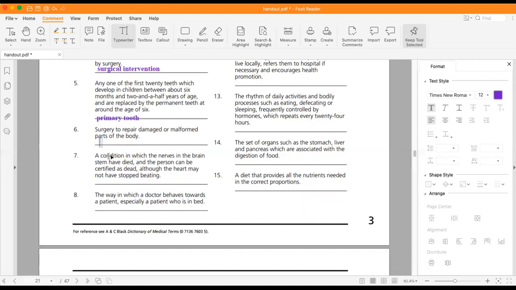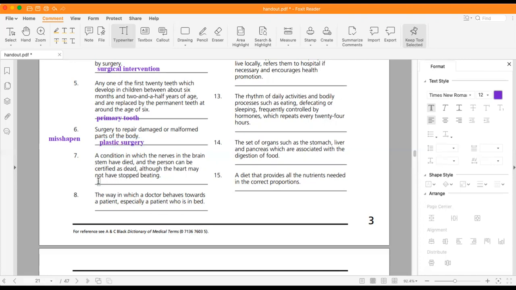Number 6, surgery to repair damaged or malformed parts of the body. Of course, malformed means misshapen, that there is something wrong in the shape, right? So this will be plastic surgery.